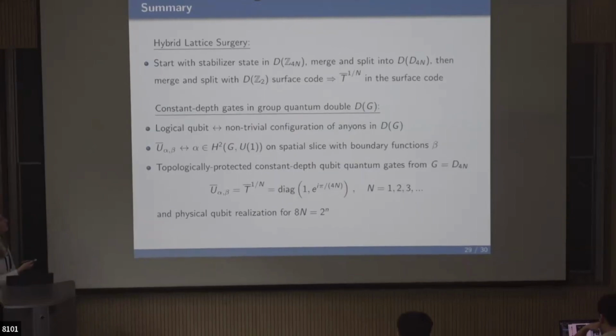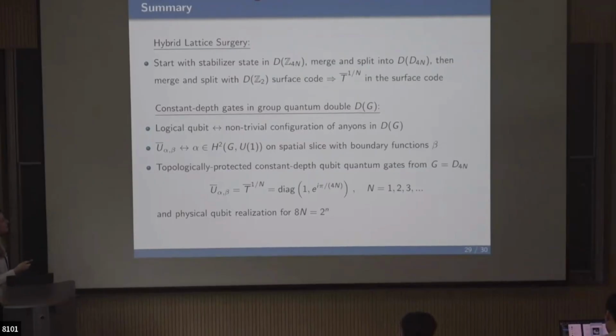So in summary, we've seen that there are two approaches to construct arbitrary level gates in topological codes. One is hybrid lattice surgery, where we start with a stabilizer state for a Z4n code, and then we merge and split it into a non-abelian code, and then teleport it into DZ2. And this enables teleportation of T to the 1 over n gates and magic states.